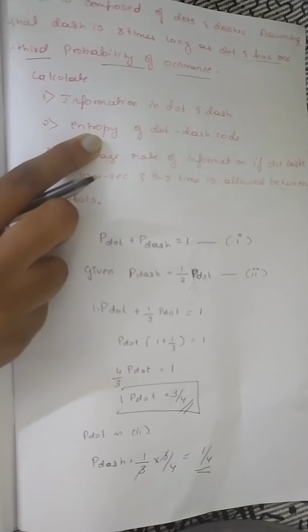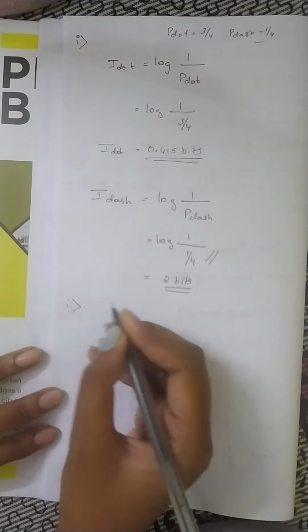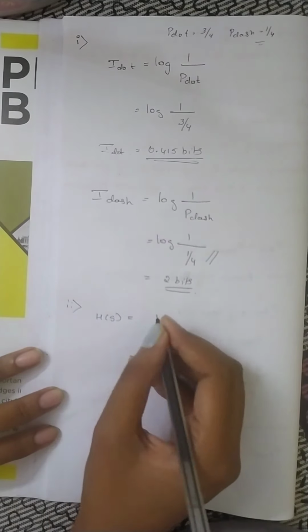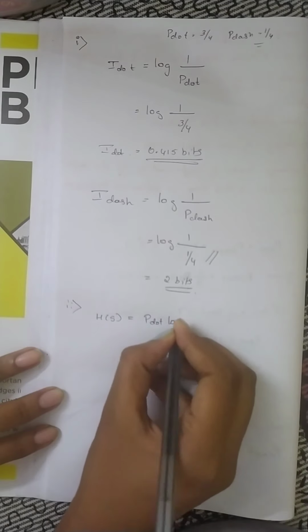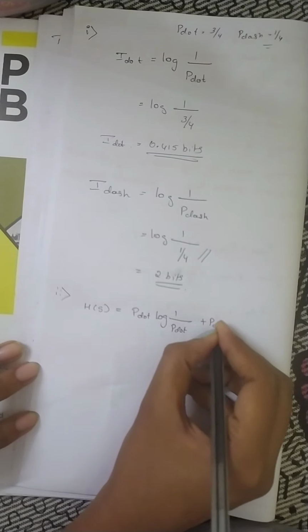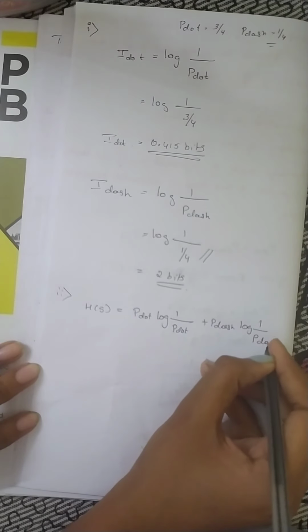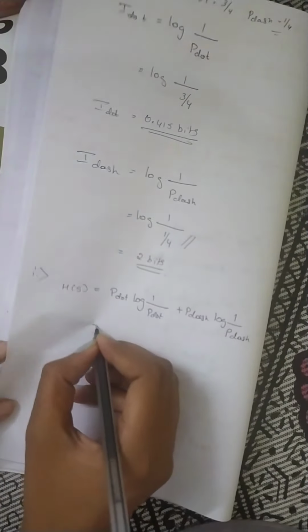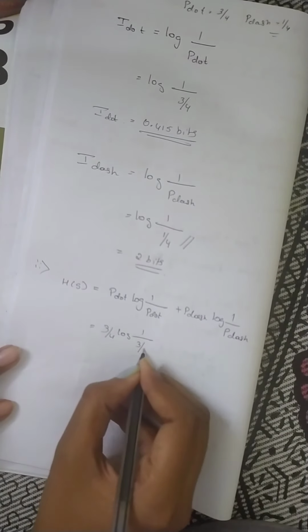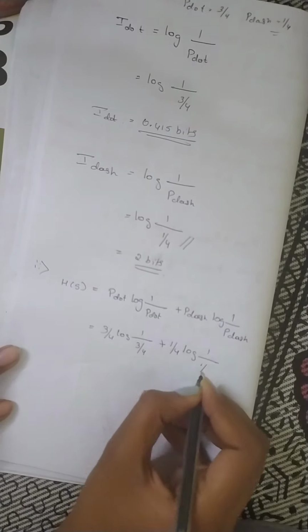The next question they have asked is the entropy of the dot and dash code. So you know how to find the entropy. The second one is to find the entropy. So you have the equation, H of S is equal to P dot log 1 by P dot plus P dash into log of 1 by P dash. Substitute the values. You know the values for P dot and P dash. 3 by 4 log 1 divided by 3 by 4 plus 1 by 4 log of 1 divided by 1 by 4.